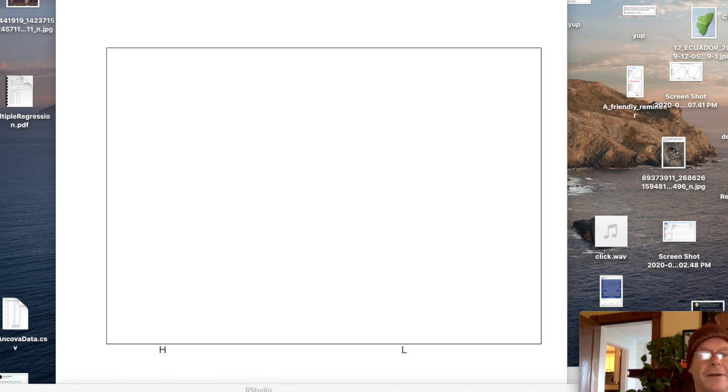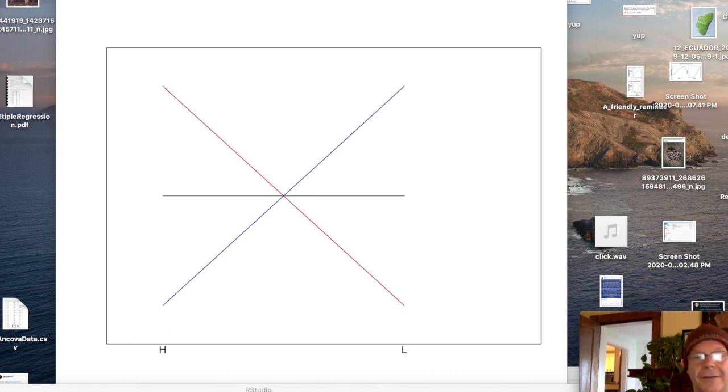Let's see here. We're going to start here. Down at the bottom, I've got high and low, so that's going to be our high and low temperatures. I'm going to say that those are different treatments, okay? And then I'm going to put the results up here that you would expect to find based upon this interaction plot if you were dealing with an ANOVA table.